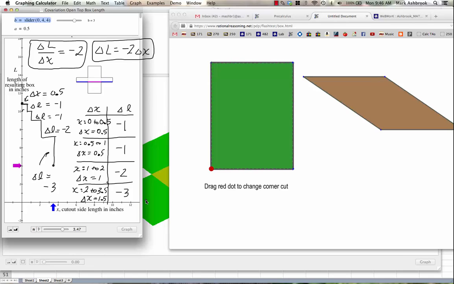Okay, let's look at the same thing for the volume. Where's our volume?